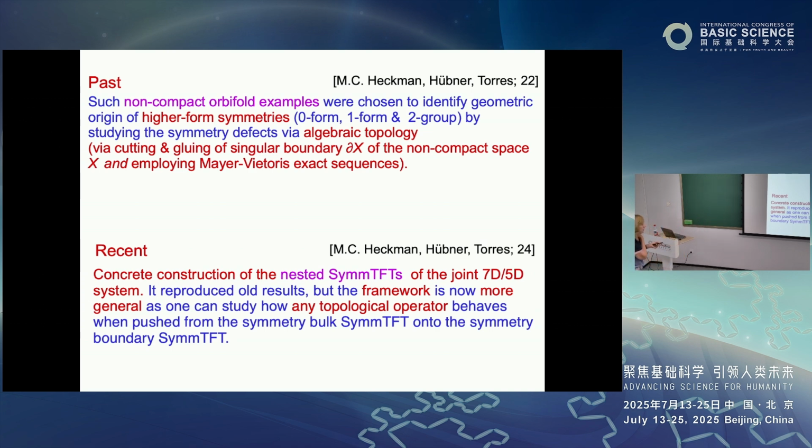In particular, we see how the topological operators behave and are constrained due to the symmetry bulk TFT being constrained by the boundary SymTFT associated with the defect group. So how the spectrum is specifically constrained just from the physical boundary conditions in this nested SymTFT.